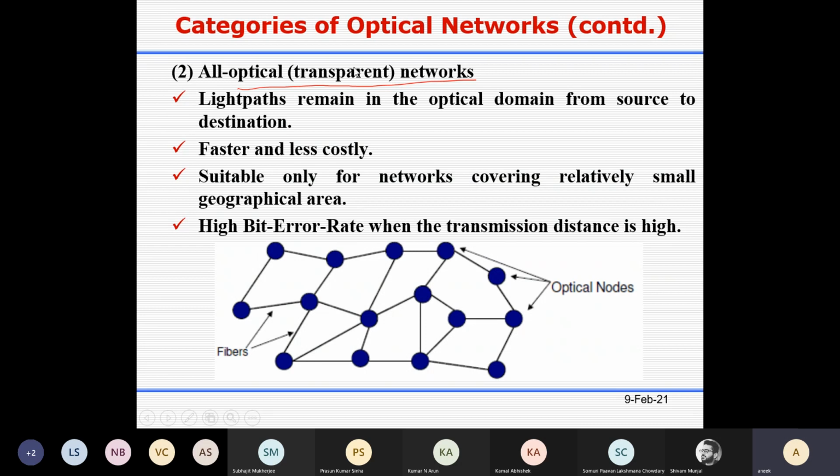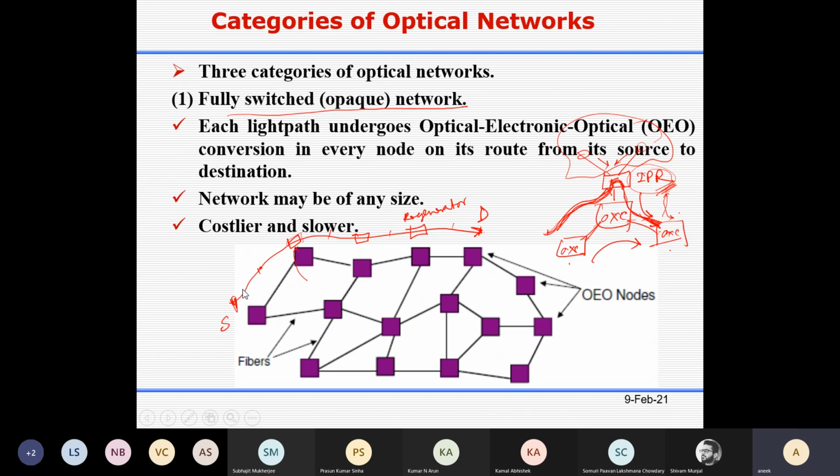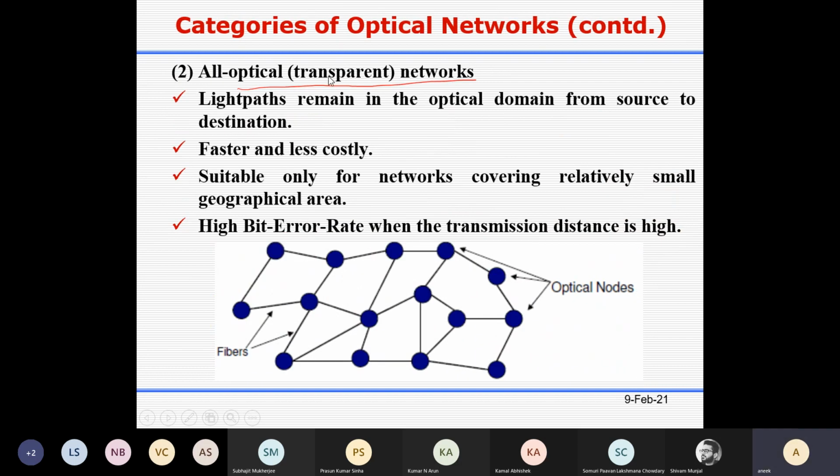Because if you have a transparent network, that means all your light paths should be transparent. If it is an opaque network, that means all your light paths are opaque. If it is transparent, all your light paths have to be transparent. So it is suitable only for networks covering a relatively small geographic area. High bit error rate when the transmission distance is high.